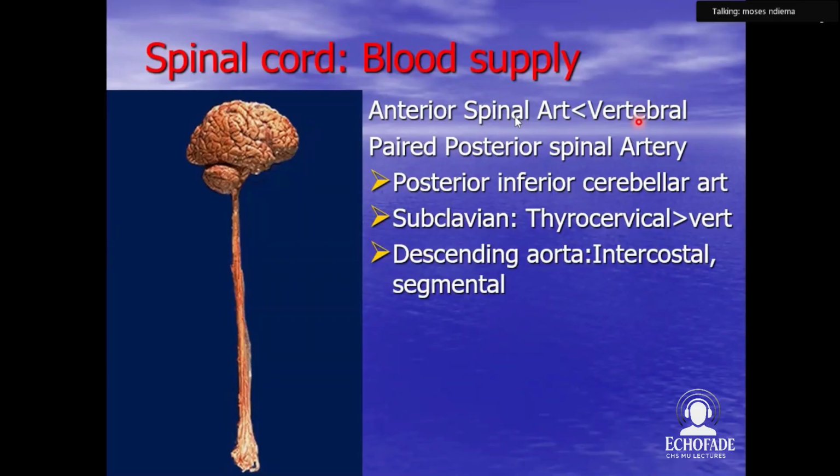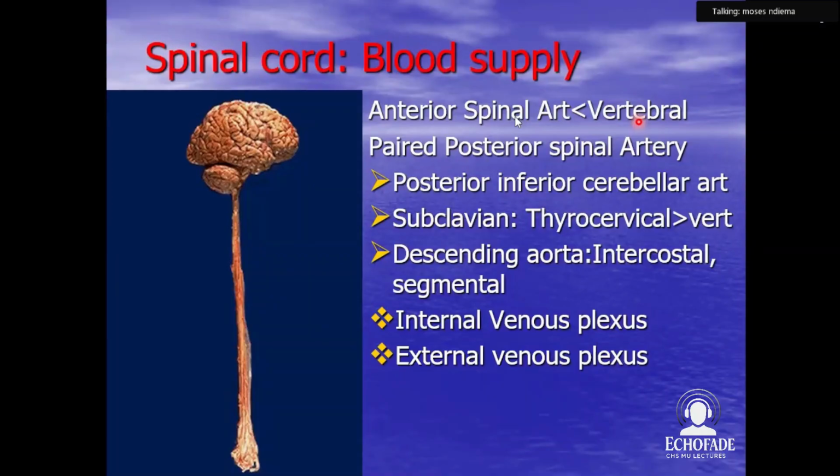The other segments of the spinal cord are supplied from the descending aorta. These segments from the descending aorta form what you call radicular vessels, radicular vessels that supply the various segments of the spinal cord. Like I said, we have an internal venous plexus and an external venous plexus. What you need to remember about these venous plexuses, both internal and external, is that they do not have valves.